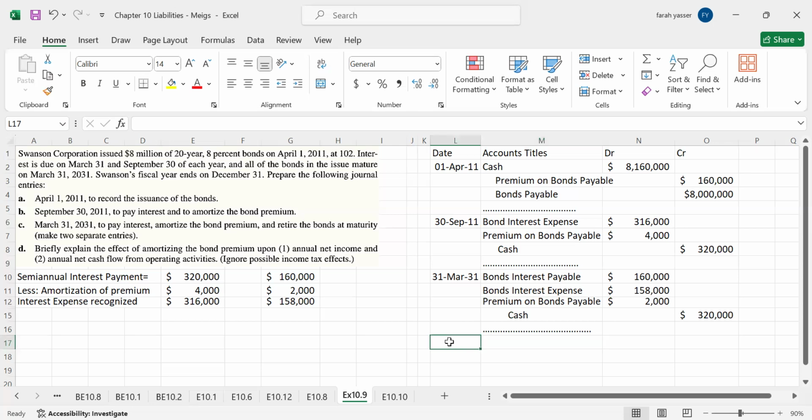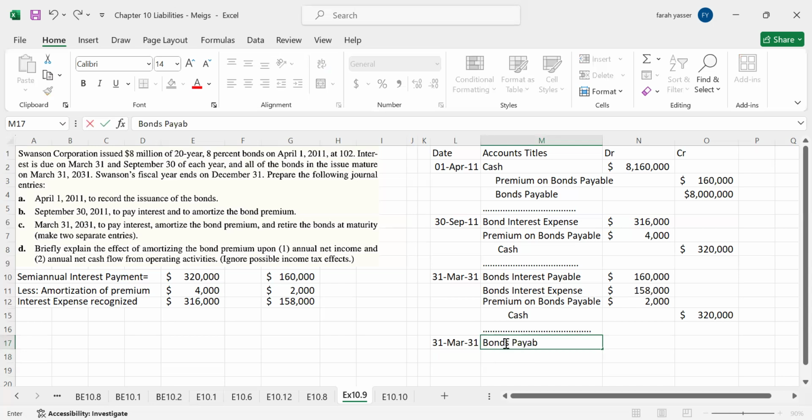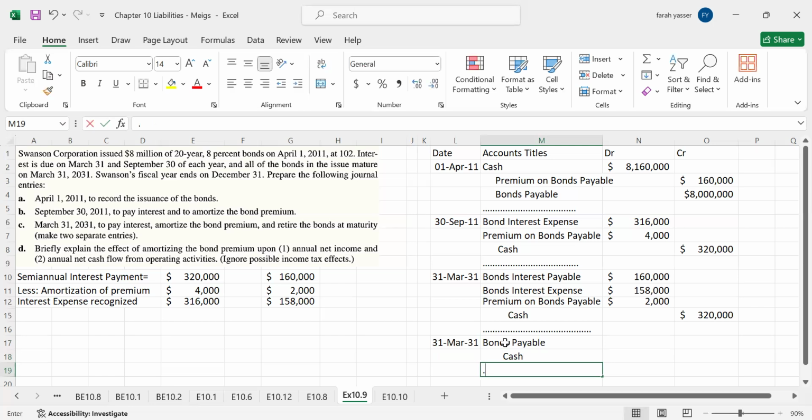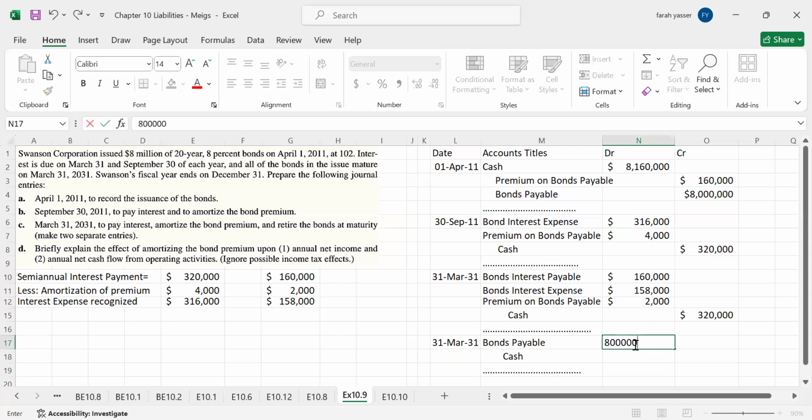2031. The last entry, which is related to the bonds, retirement of the bonds. So 31st March, 2031. So at the maturity date, what entry we are going to record, you can see this one. So liability will be decreased. Decrease of liability is recorded on the debit side. Bonds payable, and the company will have to pay the cash to the bondholders, or you can say the company will have to return the cash to the bondholders. The amount is the face value, which is 8 million.